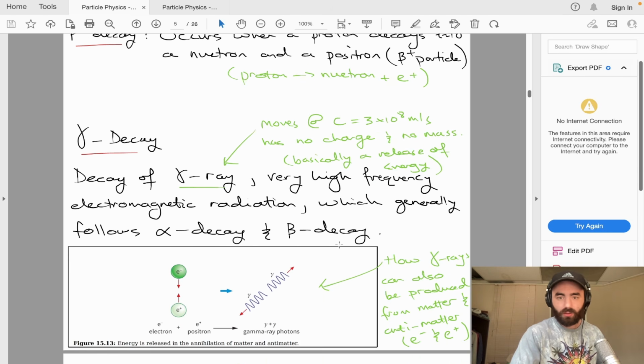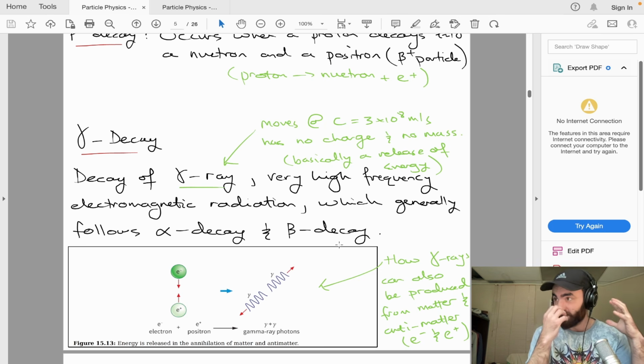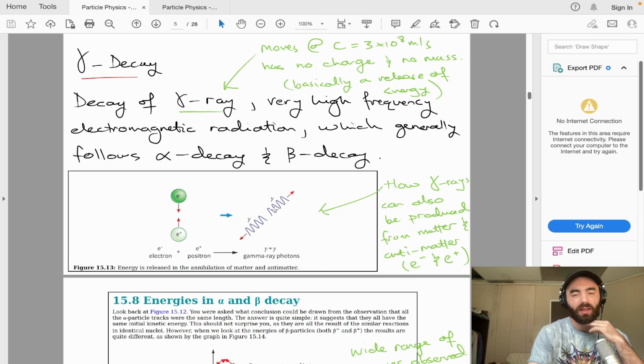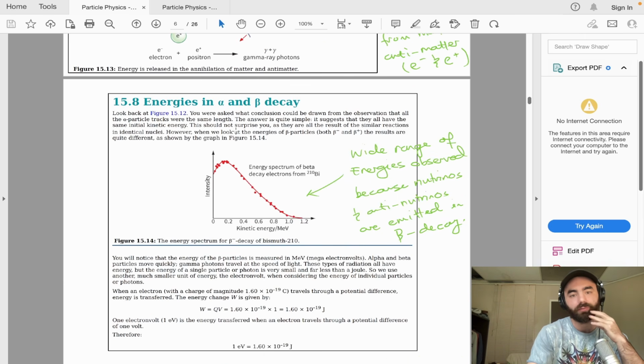Gamma decay is a bit elusive. It's not actually a particle in a sense, it's just high frequency electromagnetic radiation. And actually one of the ways that gamma decay happens the most is when we have matter and antimatter annihilating each other. It's very strange. This can just happen, that we can have matter and antimatter, for example, an electron and positron, coming together, annihilating, disappearing, and turning into these gamma ray photons. Kind of like pockets of energy. Maybe that's a good way to think about it.